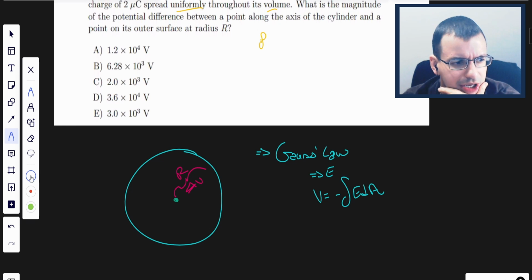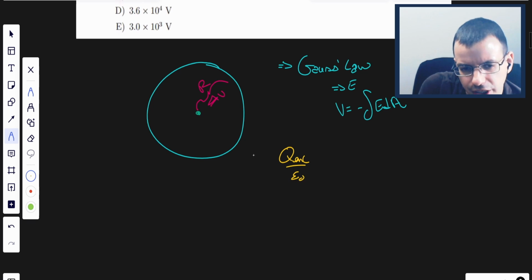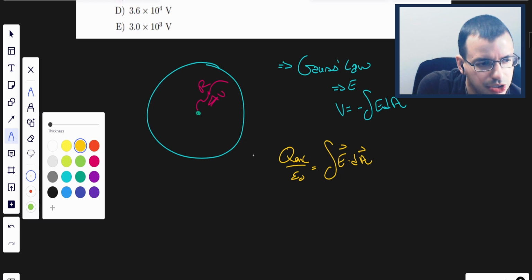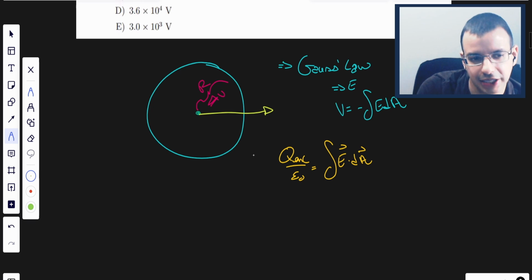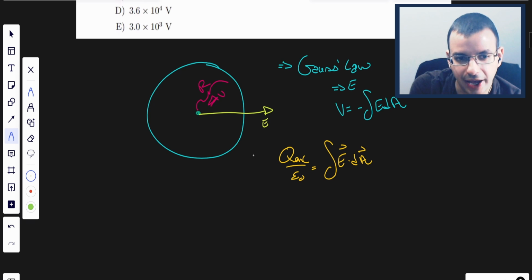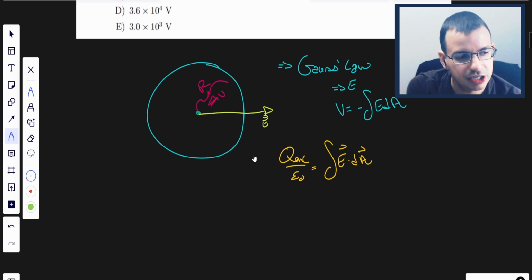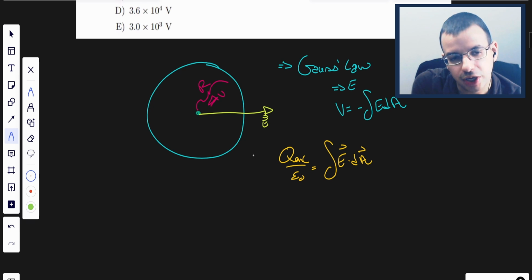So let's start by writing out Gauss's law. The idea with Gauss's law is Q enclosed, the enclosed charge, over epsilon naught equals the integral of E dot dA. And there's some nuance here that you really should appreciate. For starters, E is the electric field, and since this is circularly symmetrical, the electric field is going to go out radially. dA is the area vector, which is written perpendicular to the surface. So this will be dA here.